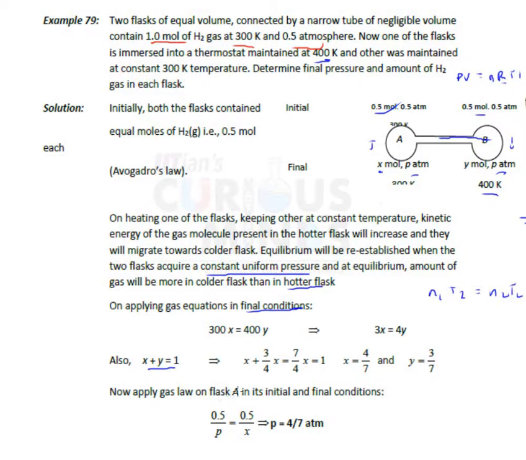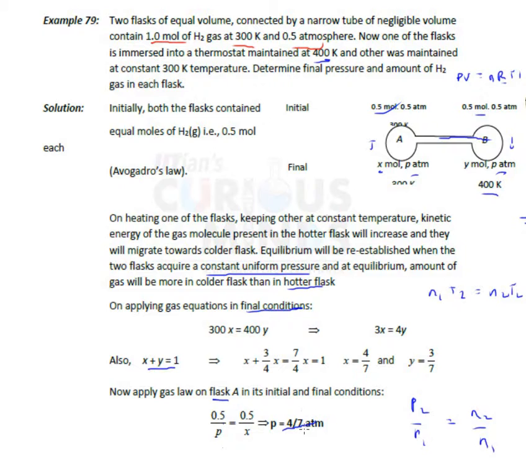So applying gas law on flask A, you can apply gas law on any of the flask, same thing, but we apply on flask A. So on flask A you can see 0.5 upon P is 0.5 upon X. So you know P2 by P1 is nothing but N2 by N1 for ideal gas law, right? P is directly proportional to N, और ये पहले ही बताया था. ये PV is nRT, right? V is constant, R is constant, T is constant. Then you can apply this formula. So by solving this, you get the value of P as 4/7 ATM.